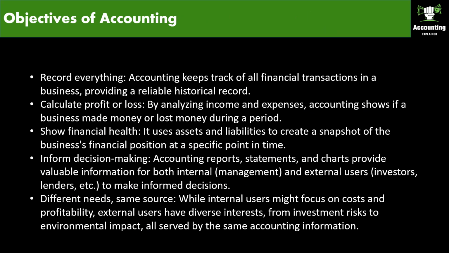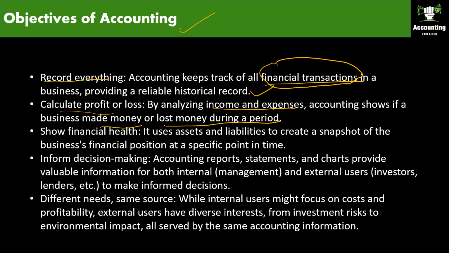What are the objectives of accounting? Record everything. Accounting keeps track of all financial transactions. So it should record everything, not literally everything, like hiring a manager and other things. It should record all financial transactions in a business, providing a reliable historical record. Calculate profit or loss. By analyzing income and expense, accounting shows if a business made money or lost money during a period.